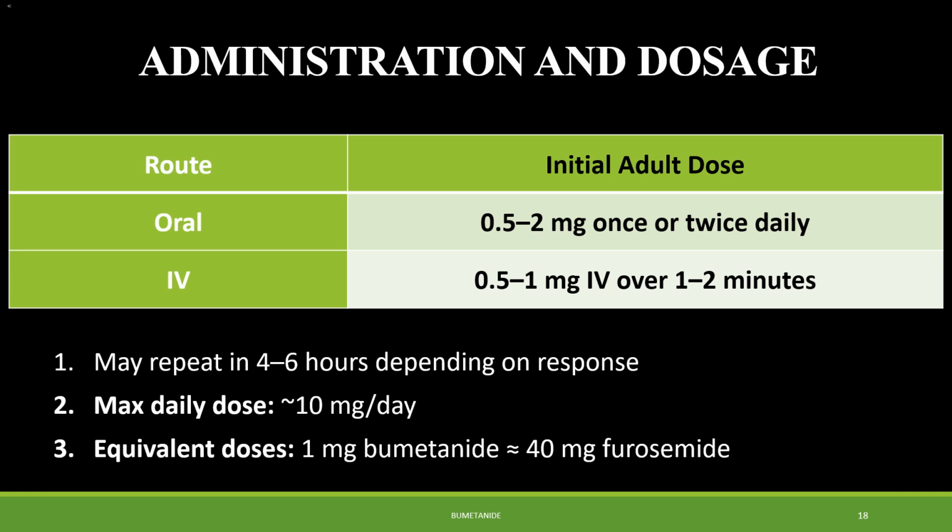Maximum daily dose. The maximum daily dose of bumetanide is about 10 mg per day. Dosing details. Doses may be repeated in 4 to 6 hours depending on how the patient responds. In terms of potency, 1 mg of bumetanide is roughly equivalent to 40 mg of furosemide.